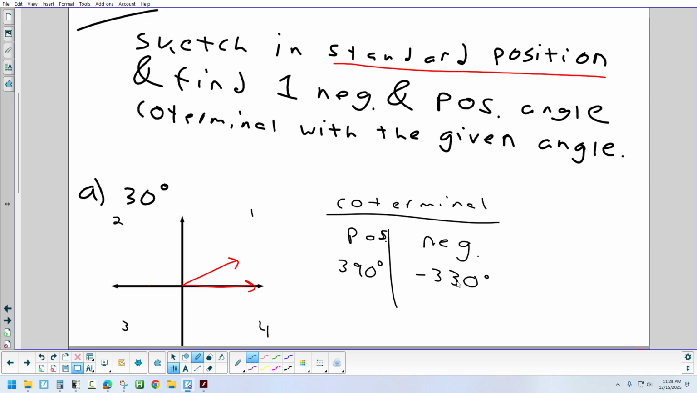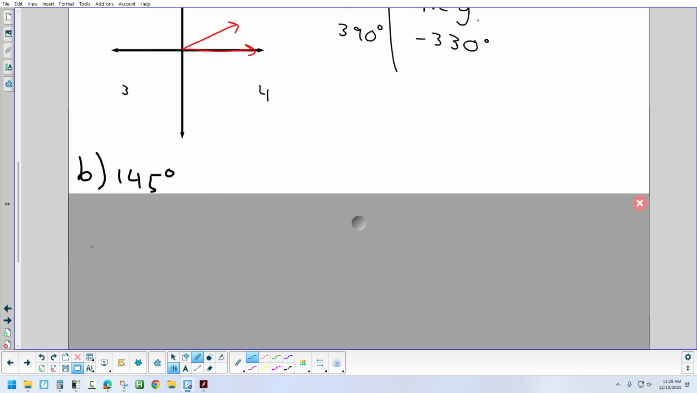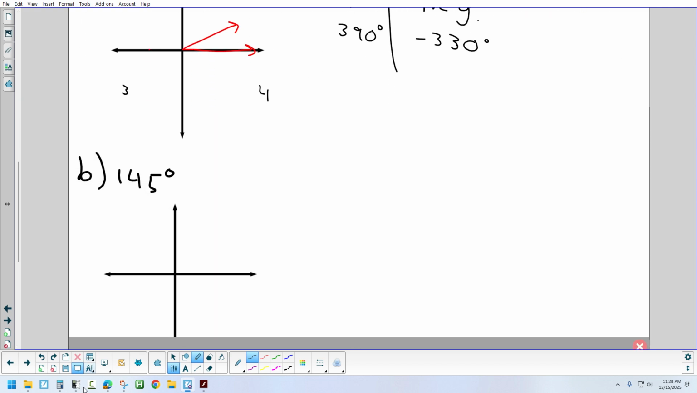But any questions on that one? Okay. Let's try 145. Okay, no choice about the initial. Where is the terminal side going to be this time? Yep. Quadrant 2. It's going to be in quadrant 2. Is it going to be halfway in quadrant 2? A little more than halfway? A little less than halfway?